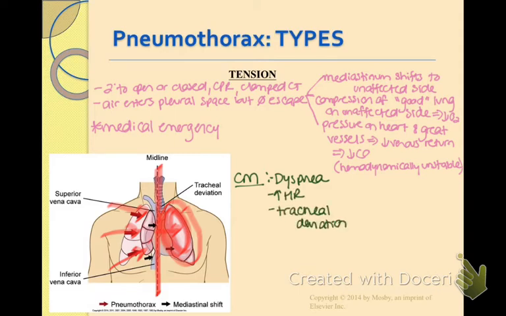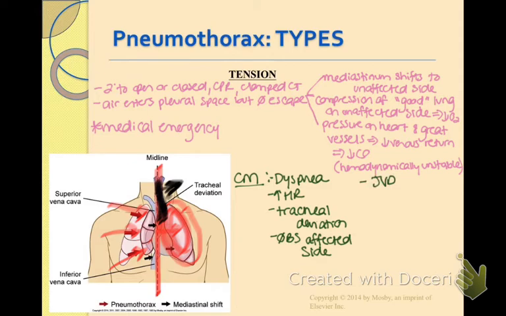Increased heart rate and the tracheal deviation. So you'll see right here, the trachea will deviate to the unaffected side. Now, I guess they have it more here, but no breath sounds on the affected side because, again, you see right here, there's no lung there. This is the lung. This is all just open pleural space, so you're not going to hear any breath sounds over that.